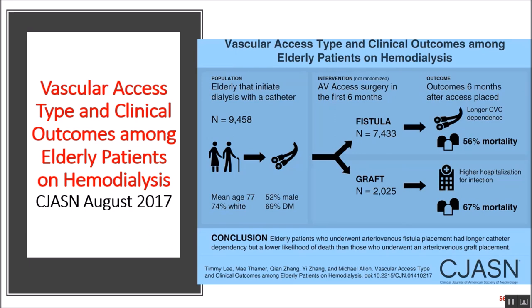The vascular access type differs in elderly people. One study showed that elderly people have more reported failure of the fistula and are more dependent on a central catheter. Going to the graft has higher hospitalization or infection. So in elderly people, if the access started with a native arteriovenous fistula, the possibility to move to a catheter is high, and they are dependent on a central venous catheter for longer.